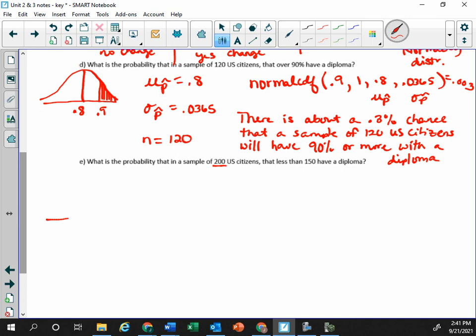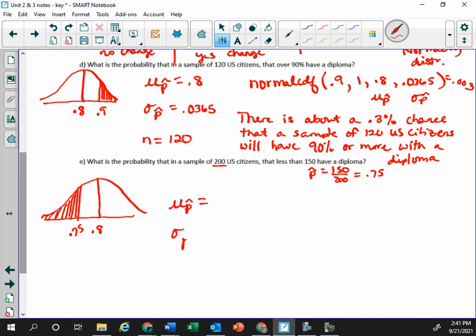Yeah, so I'll start you here. Got this. It's still centered at 0.8. Your p hat, this 150 out of 200, that's 0.75. So we're now looking for this part of it, okay? So go through the same process we just did. Think about mu of p hat. Your sigma of p hat is going to change because your sample size changed to 200. So I want you guys to try that one. Of course, you can chat with each other.